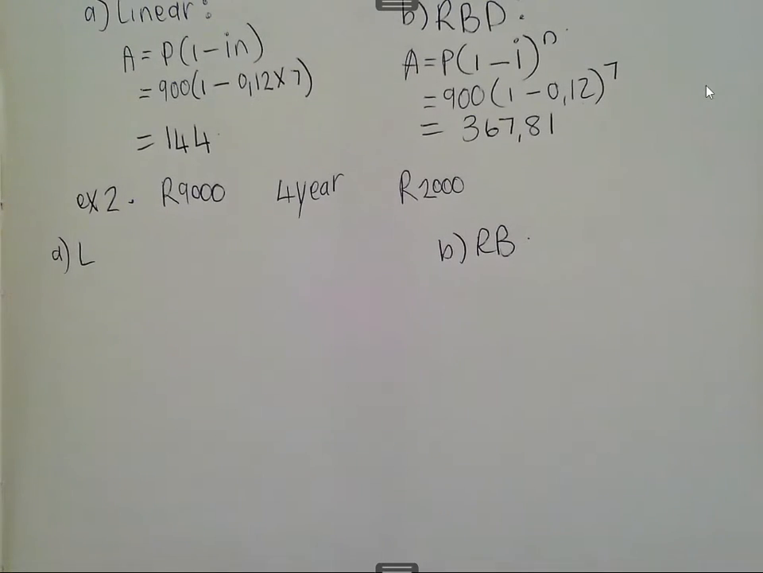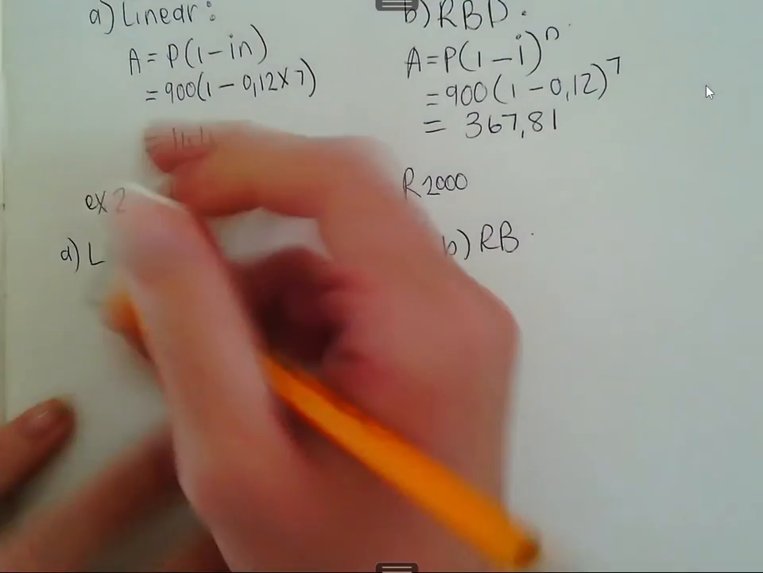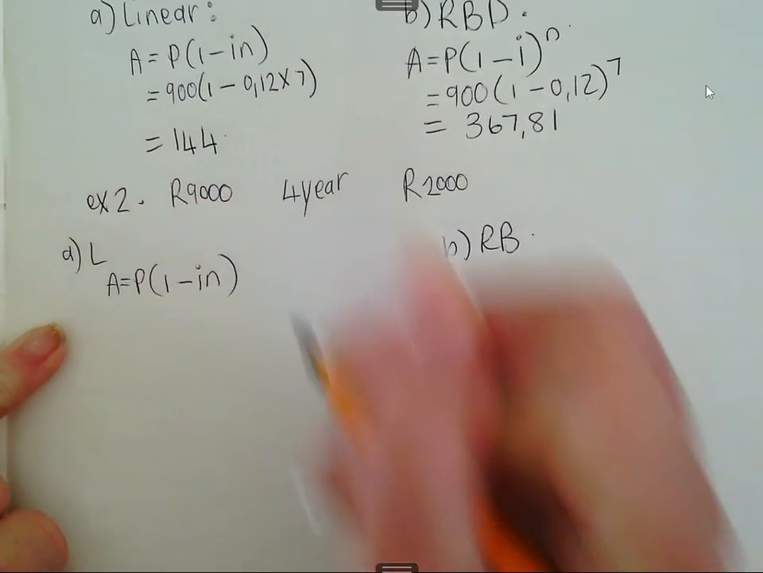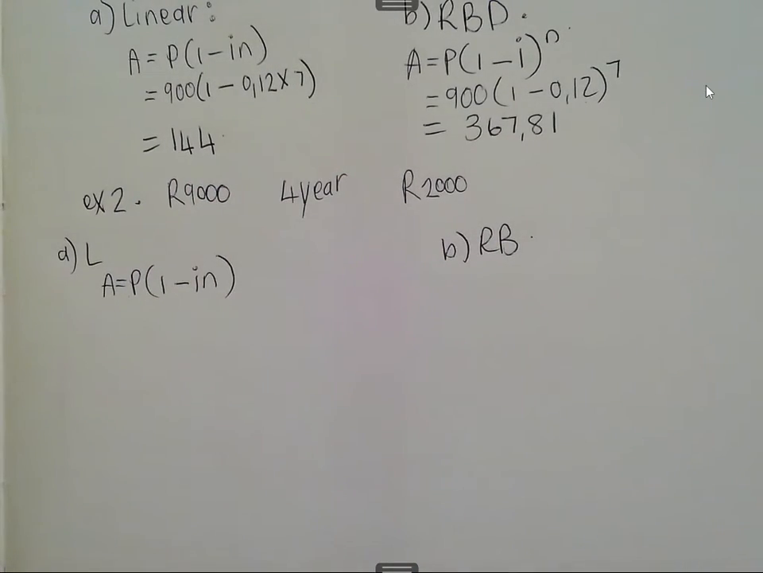So, firstly with linear, I need to write down the formula. It's A equal to P bracket 1 minus IN. So, let's just go through what is what first. A is the book value or the scrap value. So that's the value after the time period has passed. P is the present value. That's the original value, the one that you started with. Okay? I is the depreciation rate and N is the time period.